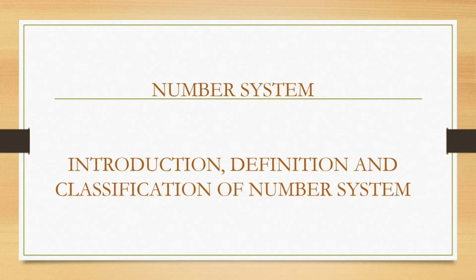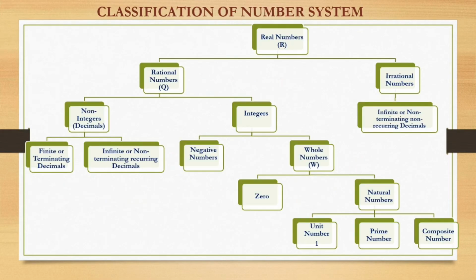So to start with, we'll first have a look at the number system. What are the basic concepts behind those, and how can we classify basically a number system? So here we can see a number system can be broadly classified into two things, real number and complex number. Since complex number is out of purview as far as our discussion is concerned, we will limit ourselves to the real numbers.